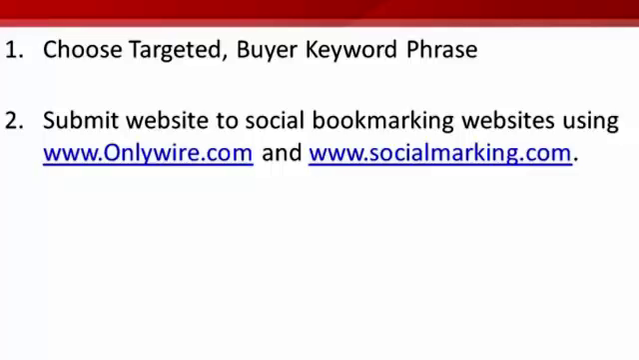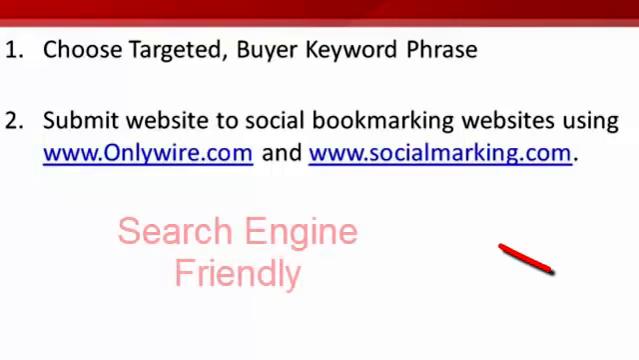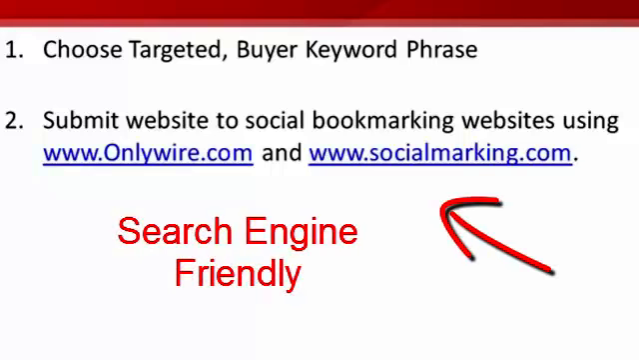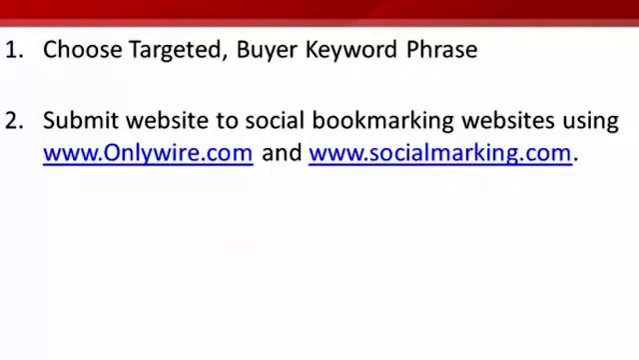These are high authority sites. They have tons of traffic, and the search engines will actually rank the individual bookmarked pages, meaning that if you submit a link there, it will be placed on an internal page. That's the power of social bookmarking websites. Using a tool called onlywire.com, it will automatically submit your website to about 20 social bookmarking websites at one time. I'm going to show you how to set up that account at onlywire.com in an upcoming video.